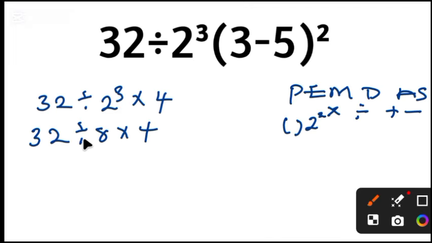Now, we have here a division and multiplication. We evaluate from left to right according to PEMDAS. So we start by dividing 32 by 8. 32 divided by 8 will give us 4. 4 times 4 will give us 16. This is the correct answer.